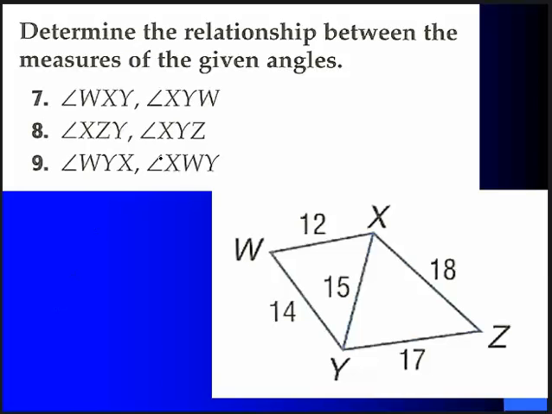And the last one, WYX here. And XWY. Okay, so I go across and I hit 12. I go across and I hit 15. So my first one, WYX, is smaller. So I do a less than sign there. So there's an example on how to compare your angles.